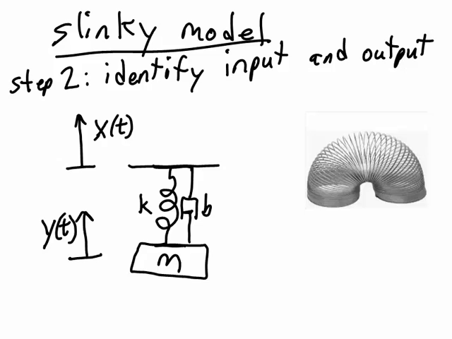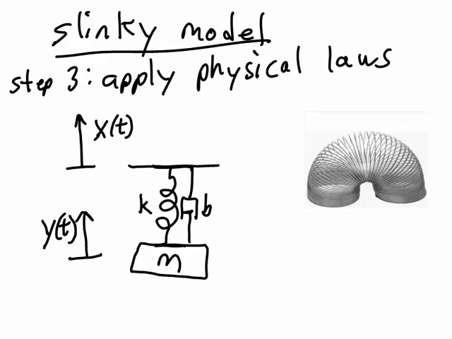Once we have the input and the output defined, we can move on to step 3. Step 3 is to apply physical laws. You have to pick which physical law you're going to apply based upon what type of system it is. Here, since it's a purely mechanical system, we can apply Newton's law. Specifically, I'm going to apply Newton's second law of motion, which says that the sum of the forces is equal to the mass times the acceleration. If this was an electrical system, we might apply Kirchhoff's law. If this was a thermal system, we might apply the laws of thermodynamics.